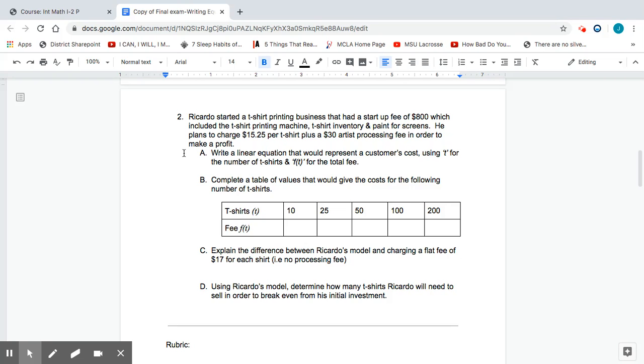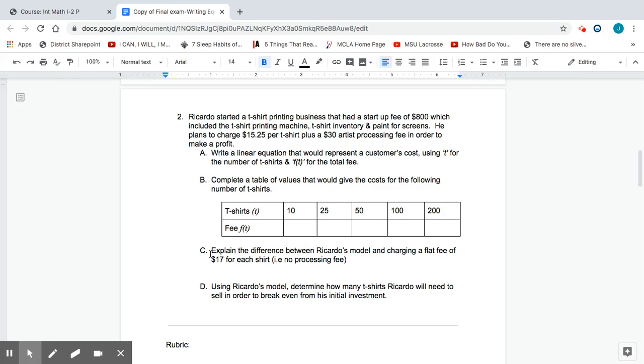Again, linear equation, y equals mx plus b. Complete a table of values that would give the costs for the following number of t-shirts. So for 10 t-shirts, how much would it cost based on his information up here? For 25 t-shirts, you would figure that out. For 50, for 100, and then for 200 t-shirts.